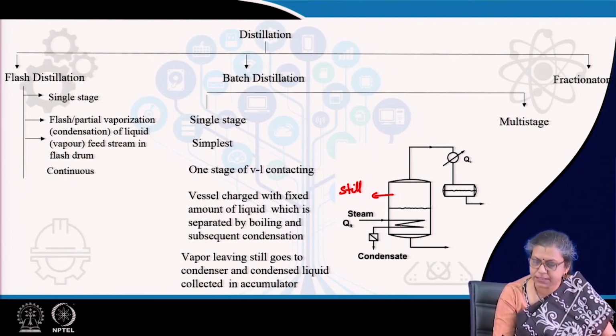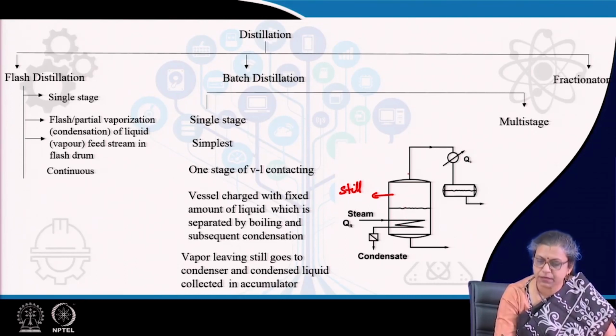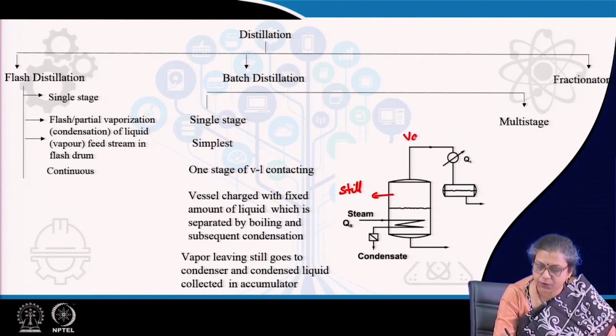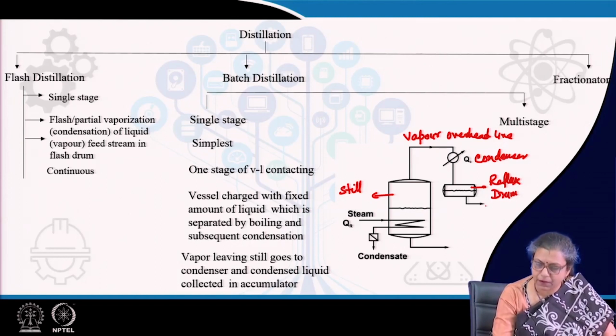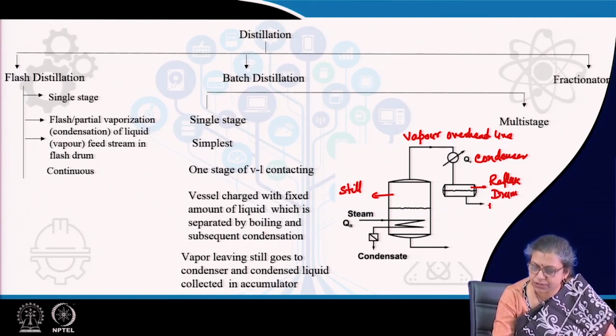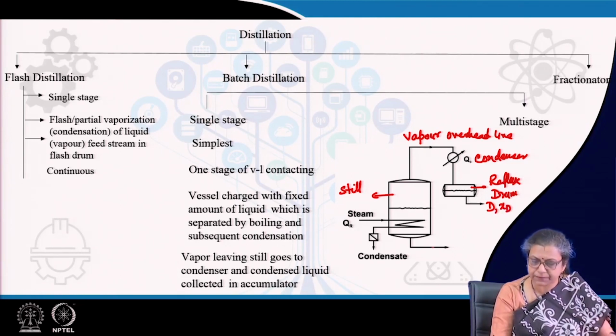Now, once it is heated, naturally what happens? The vapor forms and rises up through the vapor overhead line, and from the vapor overhead line it goes to the condenser. In the condenser, the vapor is condensed, and then it is collected in the reflux drum, and from the reflux drum we collect the product. It is usually known as the distillate, with the composition of Xd, right.